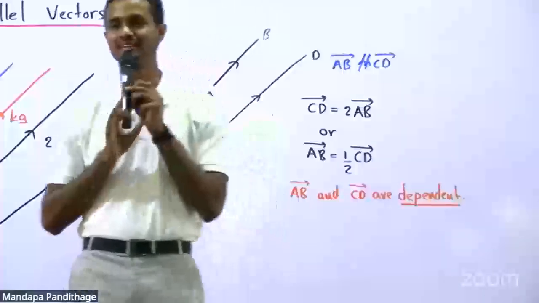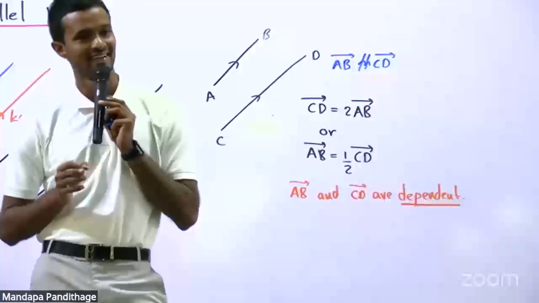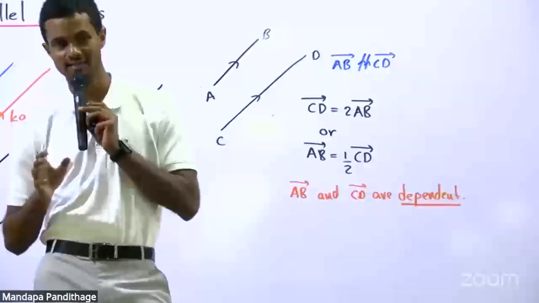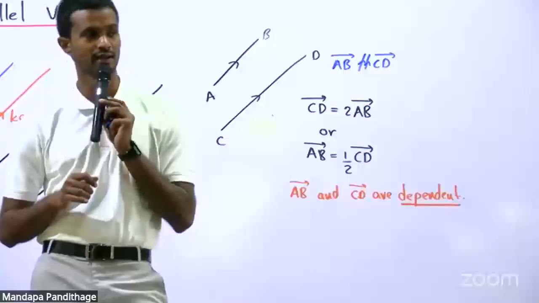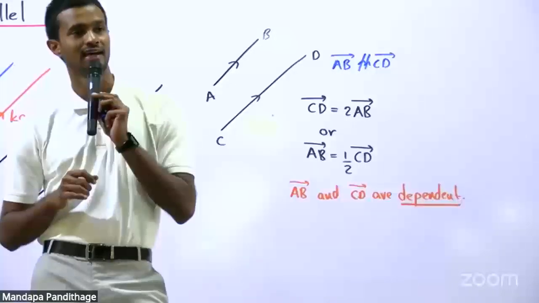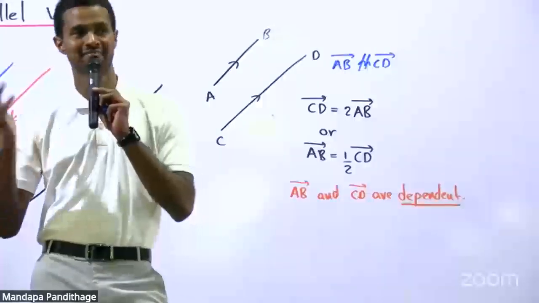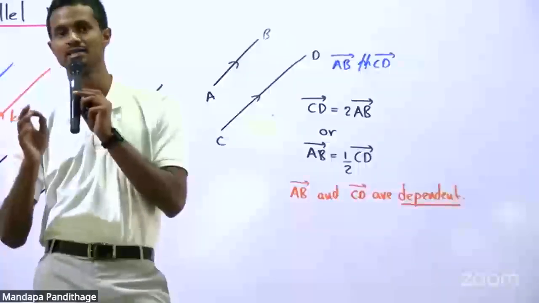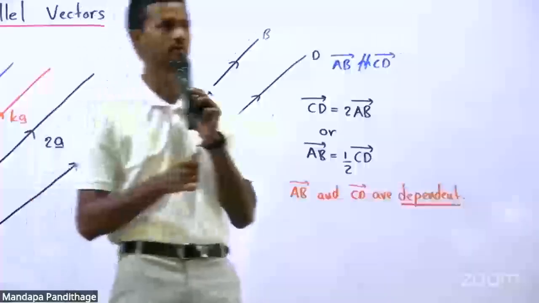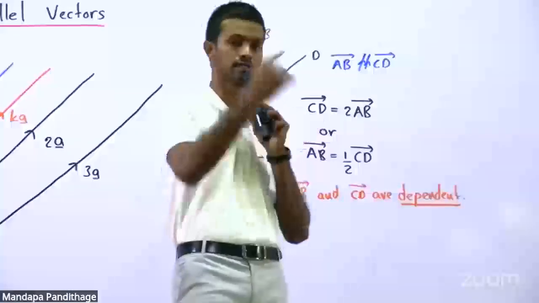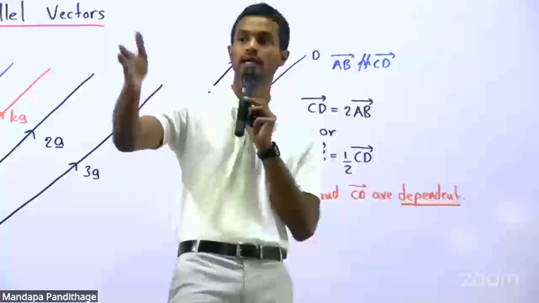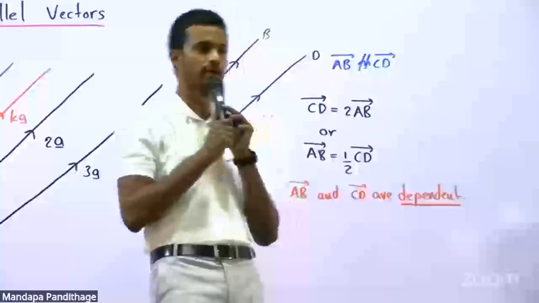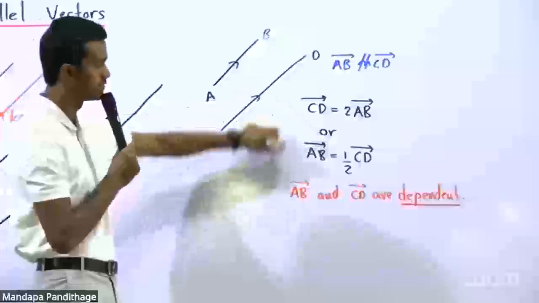What is the factor theorem? If x minus a is a factor of f(x), then f(a) is equal to 0. So what is the converse of that? Means the opposite one. If f(a) is equal to 0, then we can say that x minus a is a factor. So similarly, we can have a converse of this one.